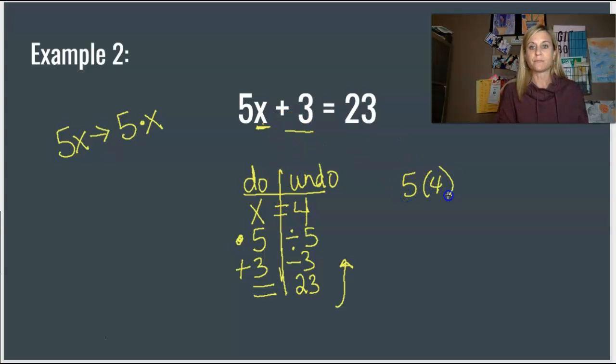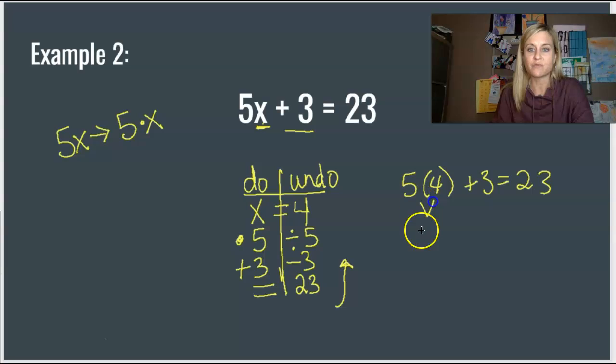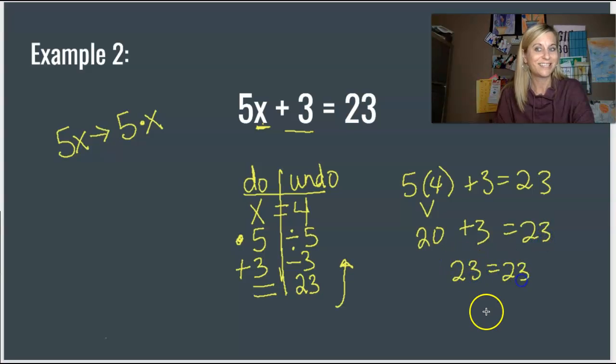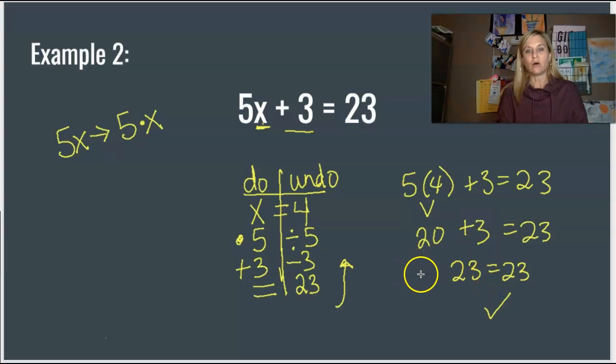So if I want to check this out, 5 times 4 plus 3 equals 23. Let's check it to see if it's right, okay? So 5 times 4 is 20, and then 20 plus 3. So does 23 equal 23? Yes, it does. So we know that X being 4 is correct.